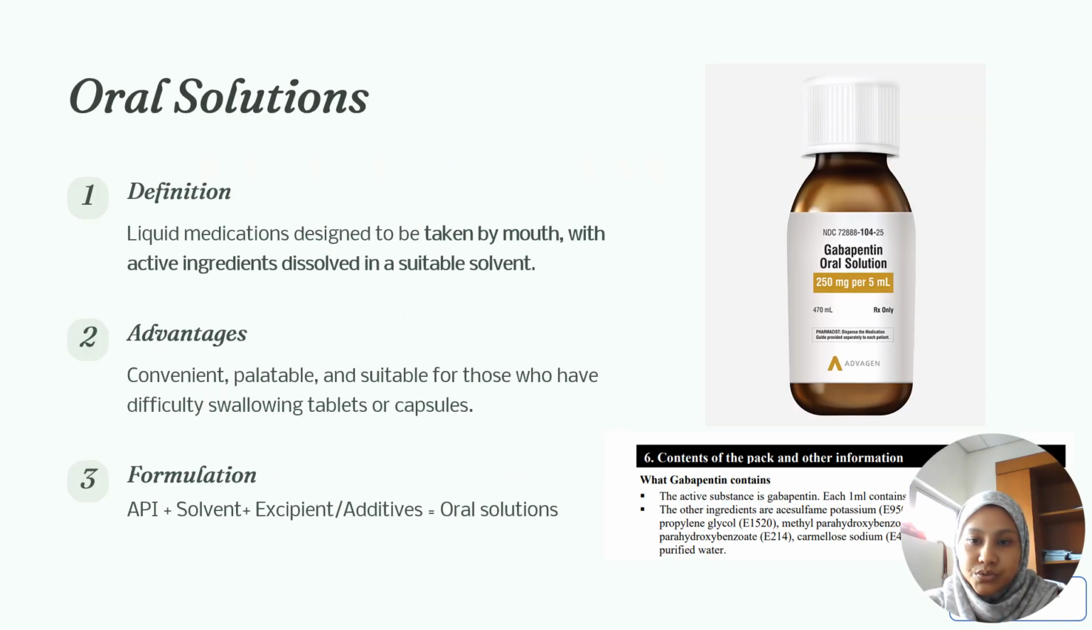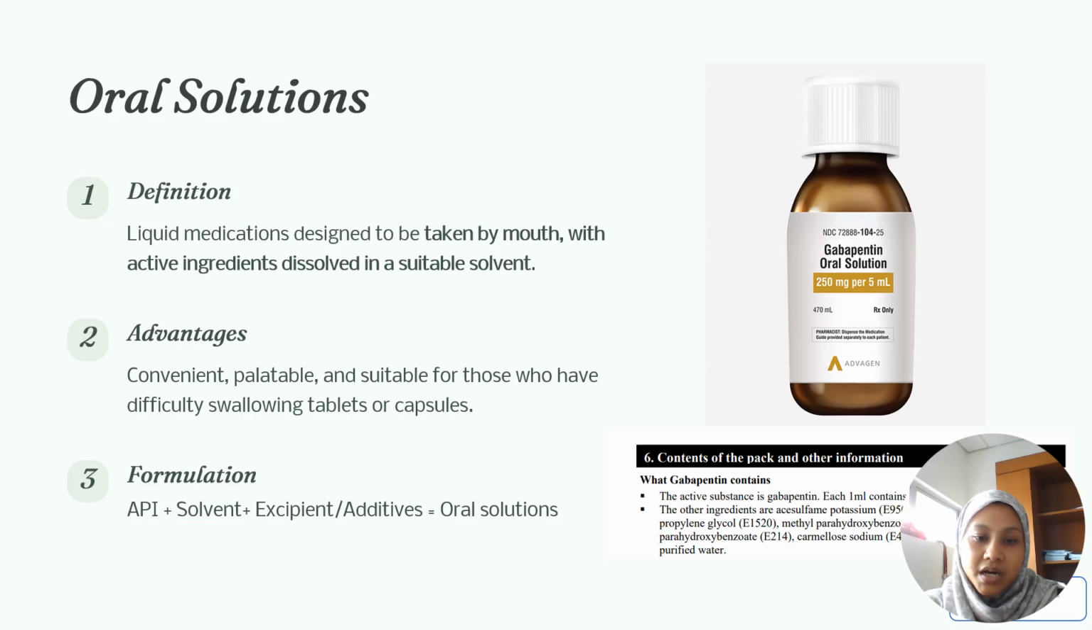So what do we have in an oral solution? This is an example, gabapentin oral solution, 250 milligram per 5 ml. It simply means that in 5 ml, you get 250 milligram of gabapentin. An oral solution is a liquid medication taken by mouth, with the active ingredient dissolved in a suitable solvent. It has many advantages: it is convenient, palatable, suitable for those who have difficulty swallowing tablets or capsules, and the formulation is always simple.